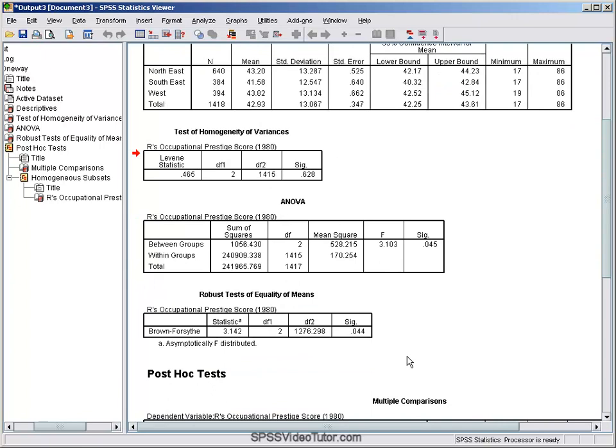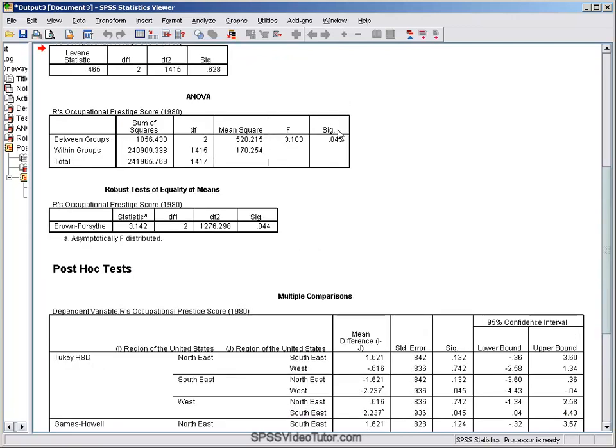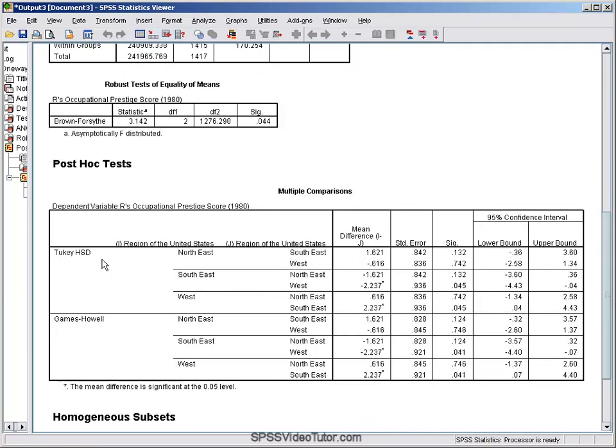Now, if the assumption around homogeneity of variance was violated, meaning if this were less than 0.05, then we would use this table instead of the ANOVA table. We only look at the multiple comparison table if we find the significance value is less than 0.05 for the ANOVA or the robust test of equality of means. If the variances are equal, we use Tukey's HSD. If they are not equal, we use the Games-Howell test.